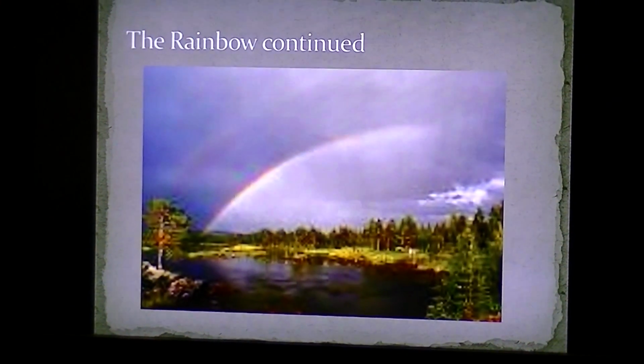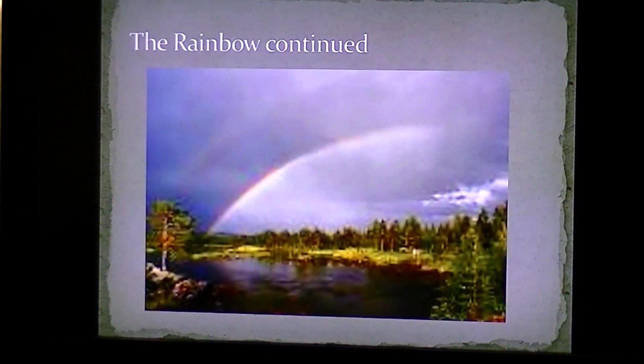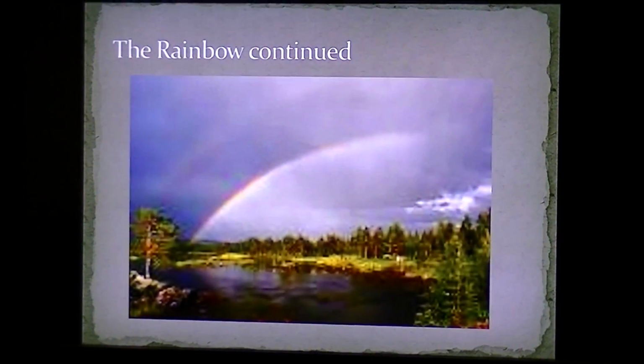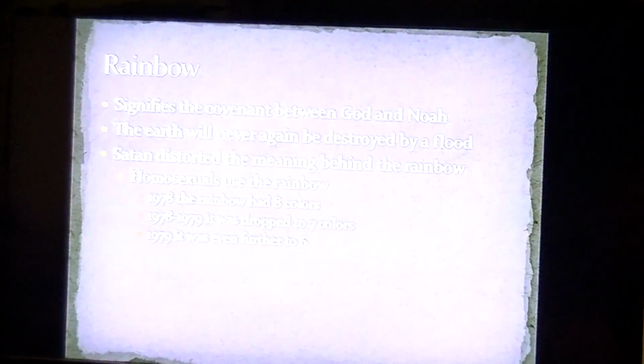The rainbow. Now the rainbow, in Genesis 9:13, it says, "I set my rainbow in the cloud, and it shall be for the sign of the covenant between me and the earth." God placed the rainbow in the sky as a covenant with Noah that he would not destroy this earth again with a great flood. However, we know decades later, what do we have with the rainbow? It symbolizes the homosexual community.